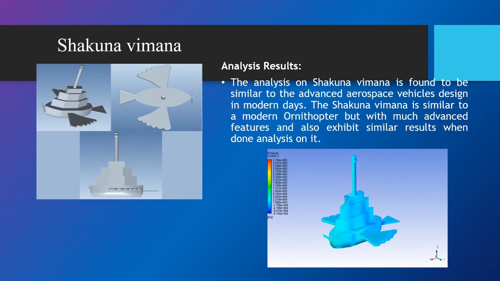Here we can see Shakuna Vimana various views. On the left side, the default view, then top view, side view, like that. On the right side we can see the analysis pictures of the Shakuna Vimana. The analysis which I did is found to be similar to advanced aerospace vehicle designs in modern days. Shakuna Vimana is similar to a modern-day ornithopter, but with much more advanced features, and it also exhibits similar results when analysis is done on it.